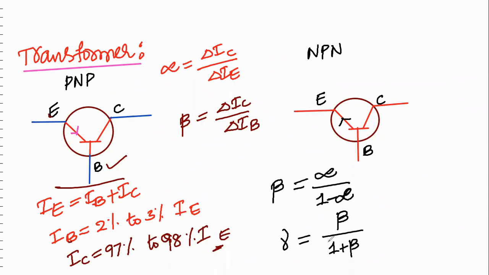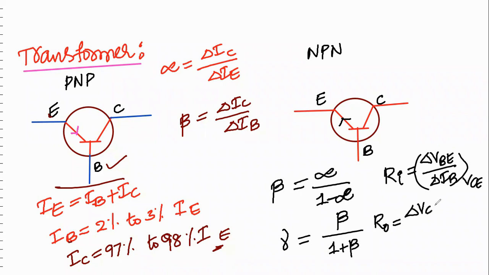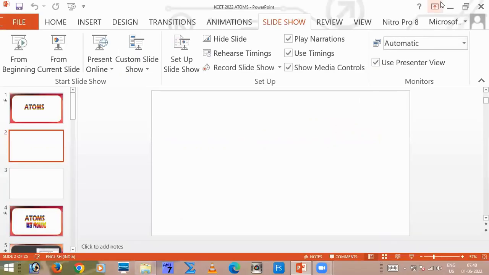Then the input resistance Ri is equal to delta VBE divided by delta IB at constant potential difference across the collector and emitter. The output resistance RO is equal to delta VCE divided by delta IC. So we will take this alpha and beta. Okay, then we'll see numericals on this.